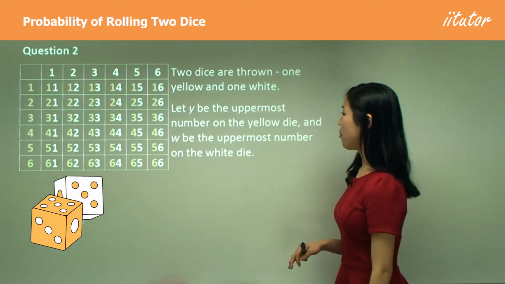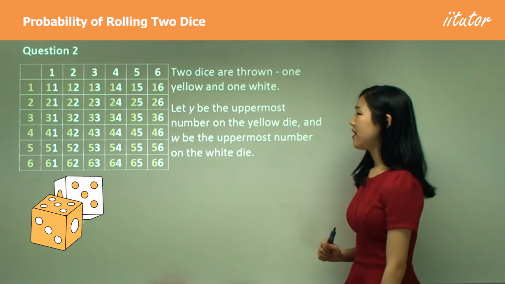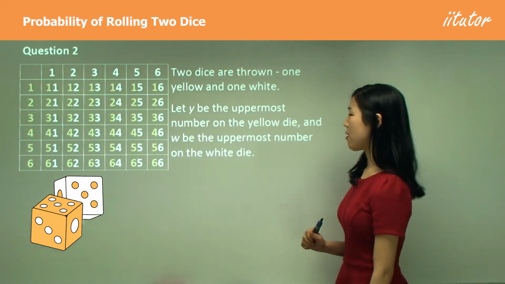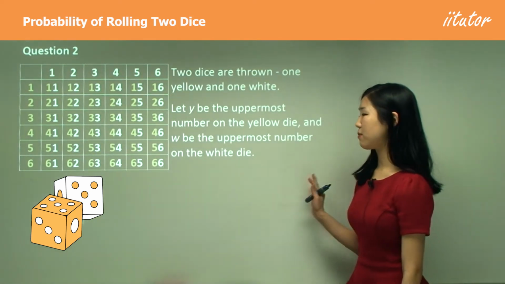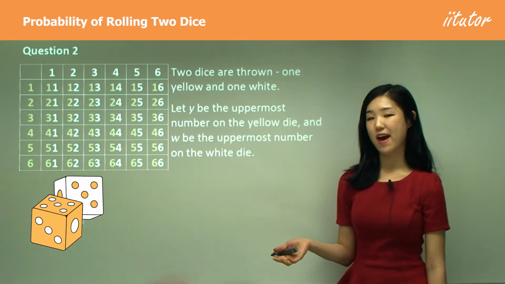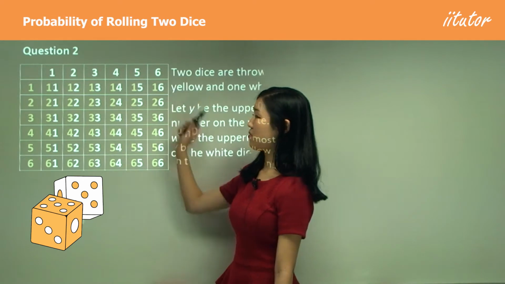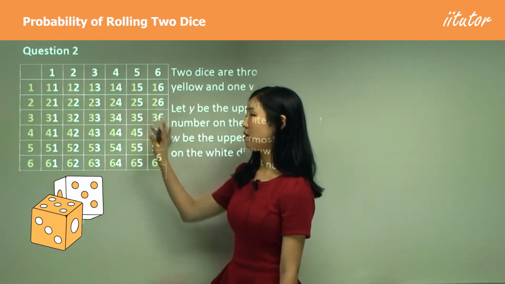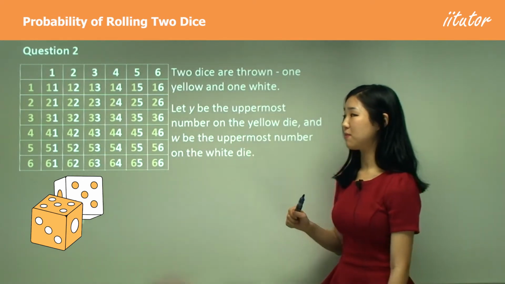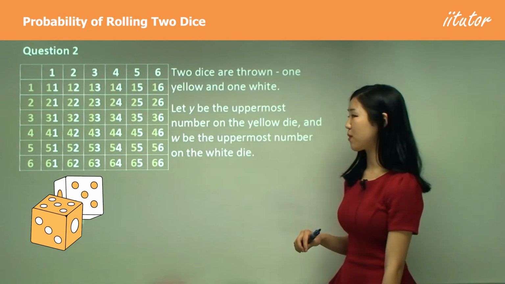Two dice are thrown, one yellow and one white. Let Y be the uppermost number on the yellow die and W be the uppermost number on the white die. So all I've done is the yellow is from 1 to 6, the white is from 1 to 6, and I've just written out all the outcomes inside the boxes. Okay, so we'll refer to those for the questions.